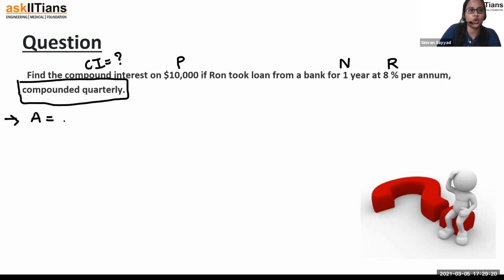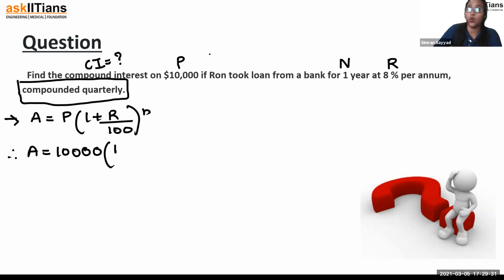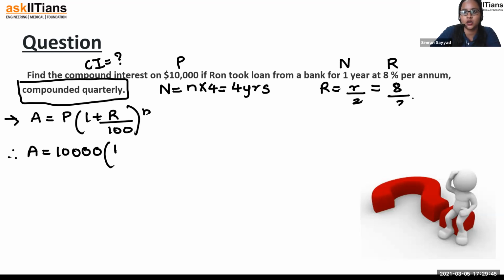So amount is equal to P into bracket 1 plus R by 100 raised to N. Therefore, A is equal to 10,000. First we have to convert. So the number becomes N into 4, which becomes 4 years. And the rate of interest becomes R by 4, which is 8 by 4, which is nothing but 2%. So 1 plus rate, 2%, to the power of the number of years, 4.